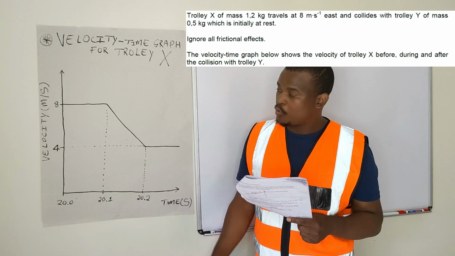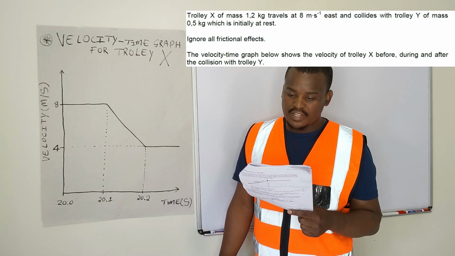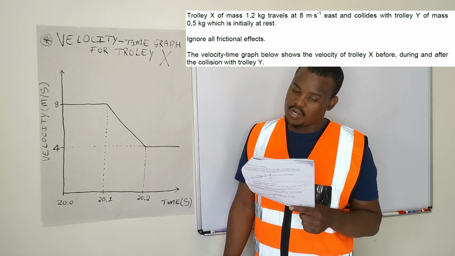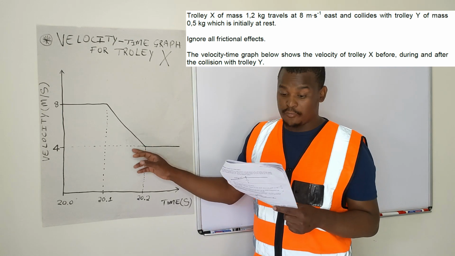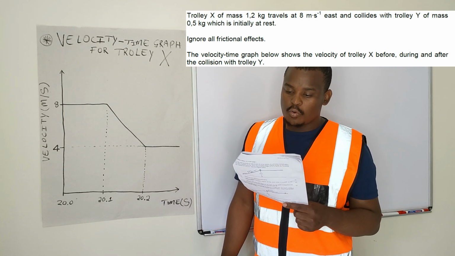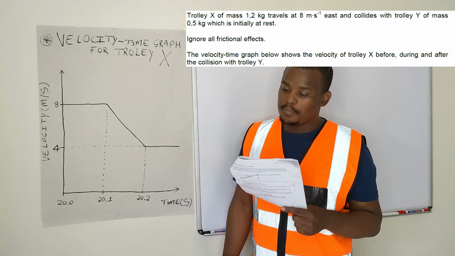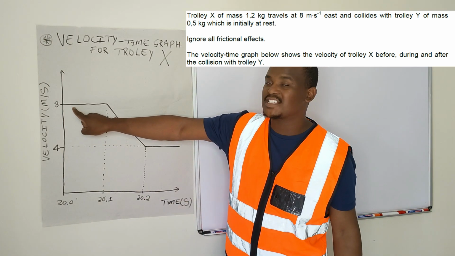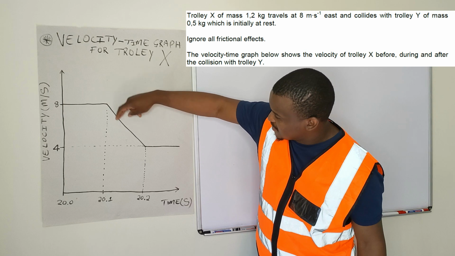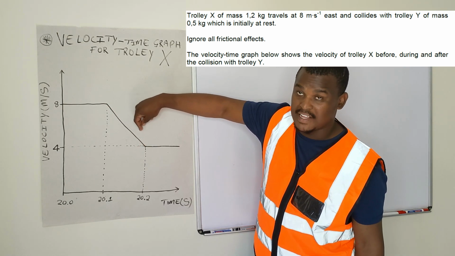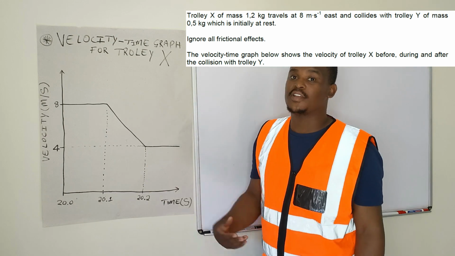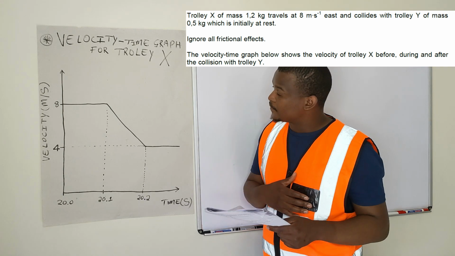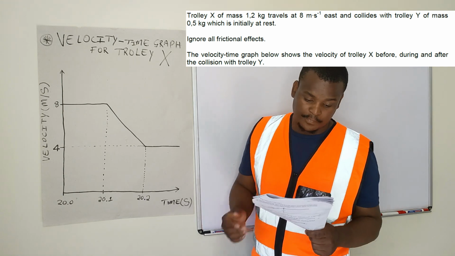The velocity-time graph below, which is this one here, shows the velocity of trolley X before, during and after collision with trolley Y. So here, this is the velocity of trolley X before collision. Here, this is the velocity of trolley X during collision. And here, this is the velocity of trolley X after collision. I hope this is clear. Then, let's go to the questions that follow.